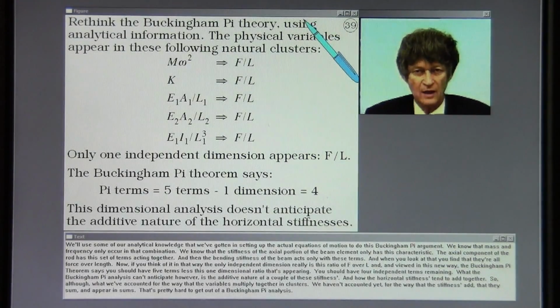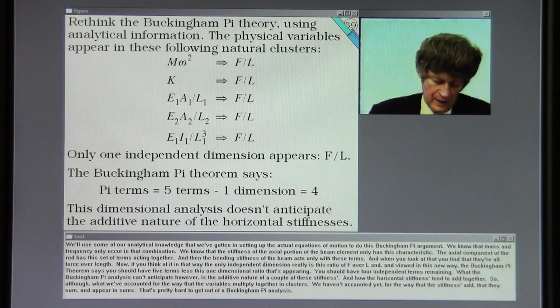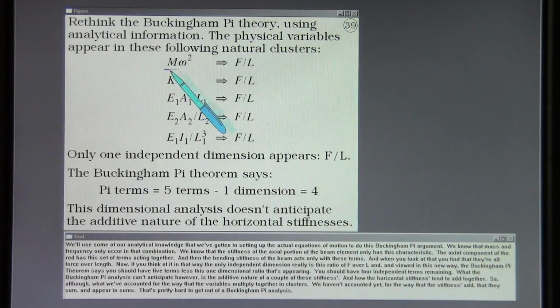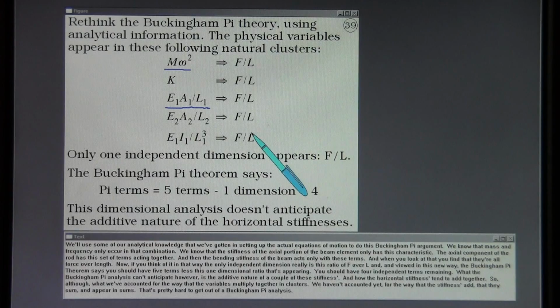We'll use some of our analytical knowledge that we've gotten in setting up the actual equations of motion to do this Buckingham Pi argument. We know that mass and frequency only occur in that combination. We know that the stiffness of the axial portion of the beam element only has this characteristic. The axial component of the rod has this set of terms acting together, and then the bending stiffness of the beam acts only with these terms. And when you look at that, you find that they're all force over length.